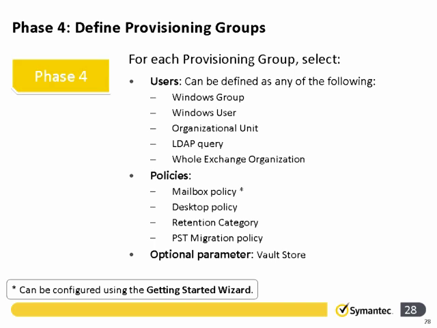Now, as you're creating these provisioning groups, you're going to assign policies to the provisioning groups. This includes the mailbox policy, desktop policy, the retention categories, and the PST migration policy. You will also have the option when you're creating your provisioning group to be able to specify a particular vault store that you wish to use for this particular provisioning group. And then to actually get the provisioning group implementation, you will run the provisioning task. And we'll get into that in more detail about how to set up and create the provisioning groups and to run the provisioning task in Lesson 6.